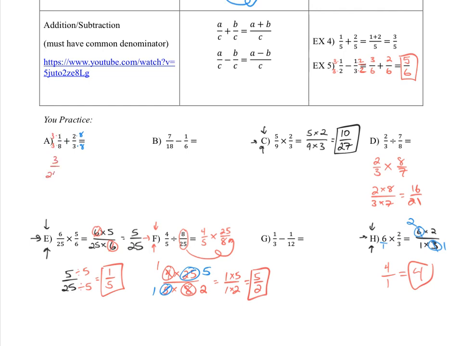3 over 24 plus 16 over 24. And now, since we have the same denominator, we can just add straight across the top and get 19 over 24. Now, one thing that you'll want to do is make sure that every single answer is in lowest terms or simplified. Lowest terms and simplified mean the same thing here.